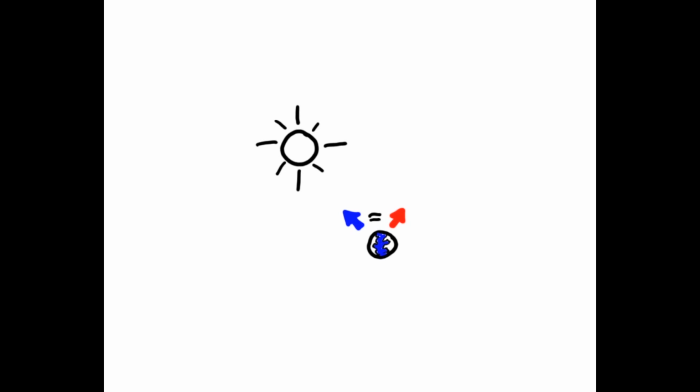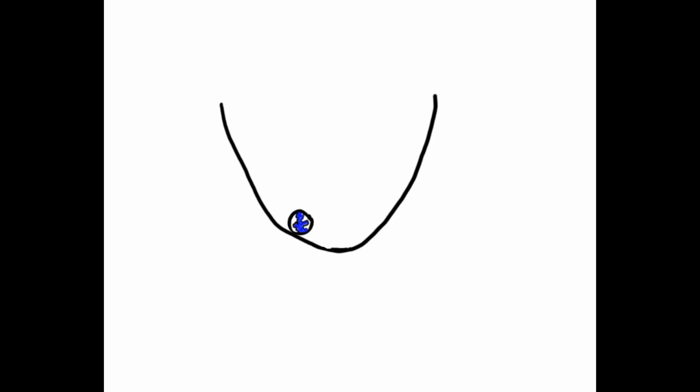So the Earth stays in a stable orbit just like a marble stays in the bottom of a bowl, even if you knock it around a bit. This demonstrates Lyapunov stability.